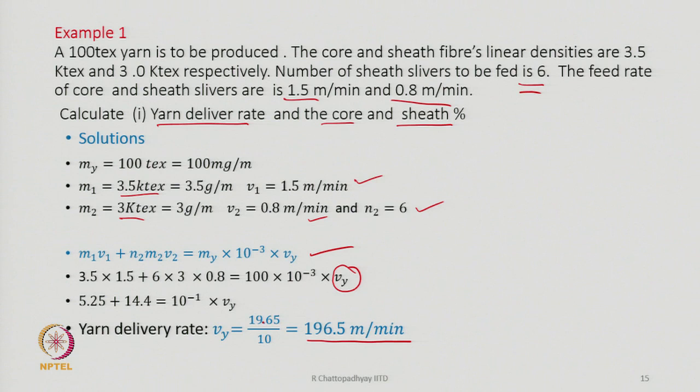No, this will be multiplied by 10. And it will be 196.5. It is not divided, it should be multiplied. So, 19.65 is this side, multiplied by 10 will give you 196.5 meters per minute, that is the delivery rate. We need to calculate, in this situation, what is going to be the core percentage and sheath percentage.